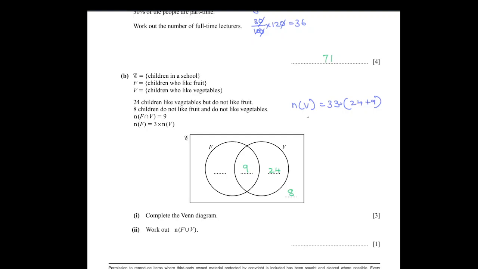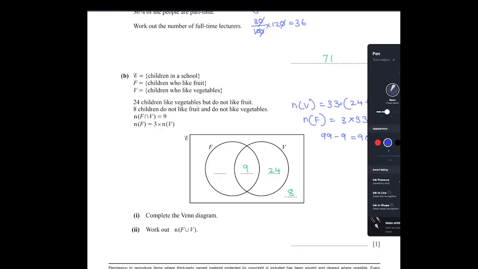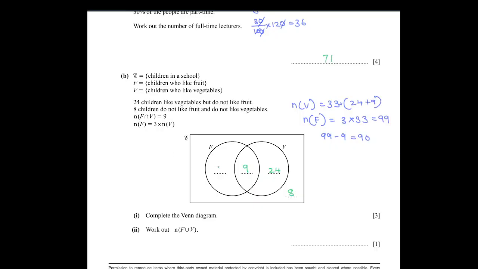Now for n of F, we need to do 3 into 33, which is 99. Now 99 is the number of students who like fruits, but I need to fill this blank, so I have to separate only the students who like fruits. So from 99 I need to remove 9 who like fruits and vegetables. So this last blank is 90 fruits. Okay, so this is the correct filling of these blanks.